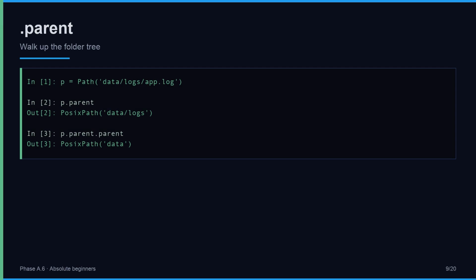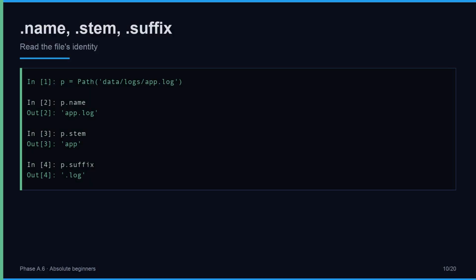Parent gives you the folder containing the file. For data/logs/app.log, the parent is data/logs. Call parent again and you get data, 1 level higher. You can chain parent to walk up the folder tree as far as you need. This makes navigation effortless. Instead of string surgery, you ask for the parent and you get a new path object you can keep working with. Walk up the tree.